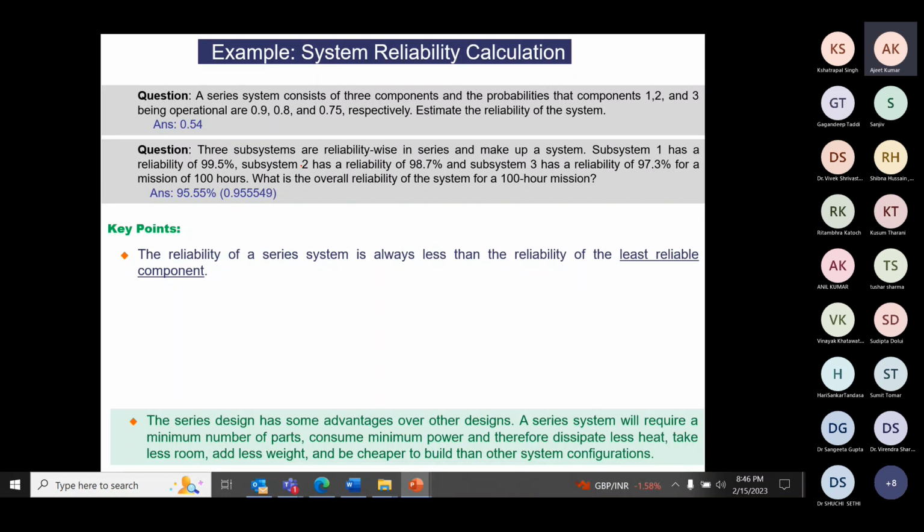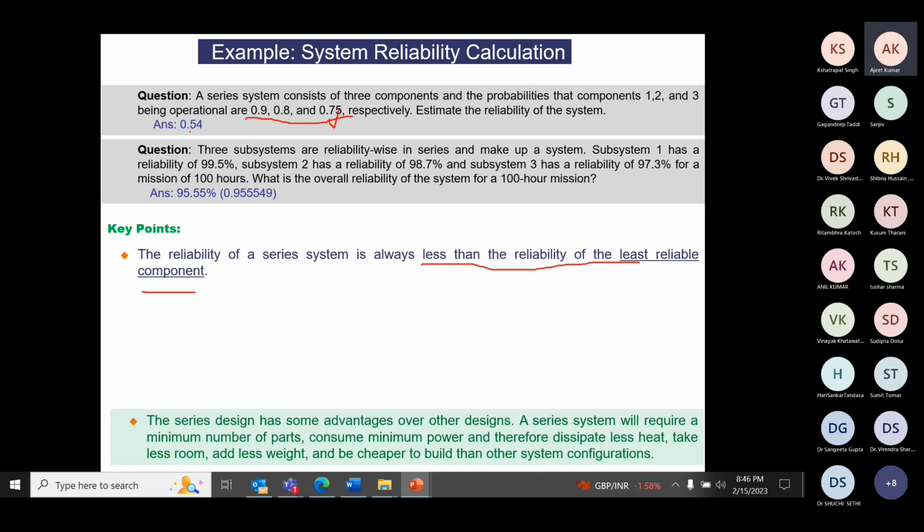Suppose all are the same systems, you get R to the power n curve. The reliability of series system is always less than the reliability of the least reliable component. See, in this there are 3 components. Which is the weakest component? Weakest component is the 0.75. So reliability is always less than that. This is the key takeaway.